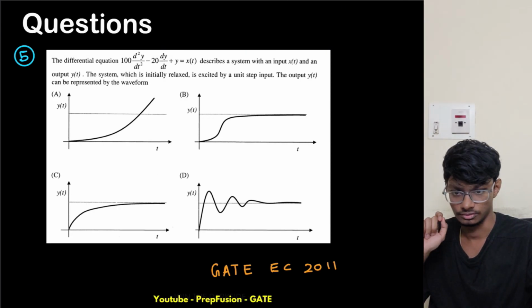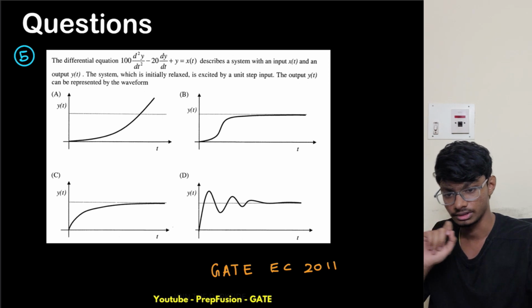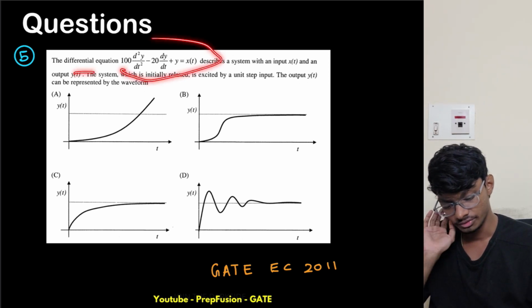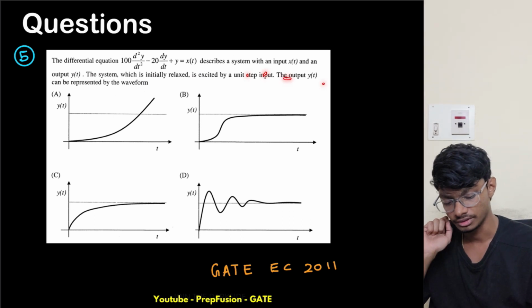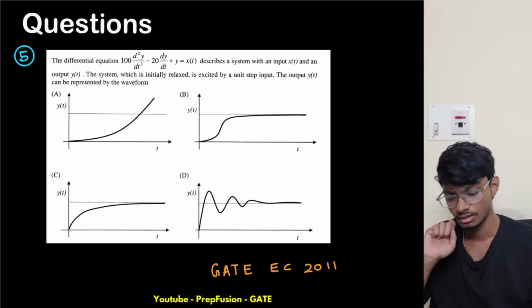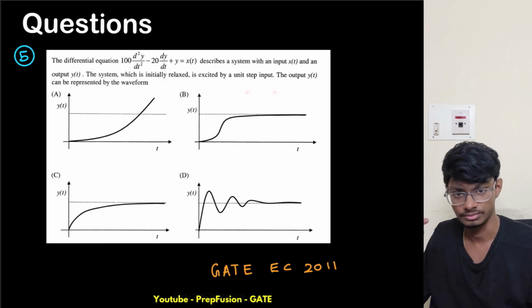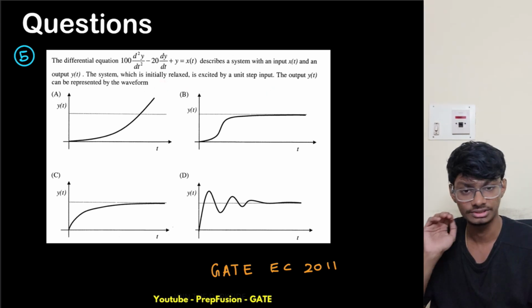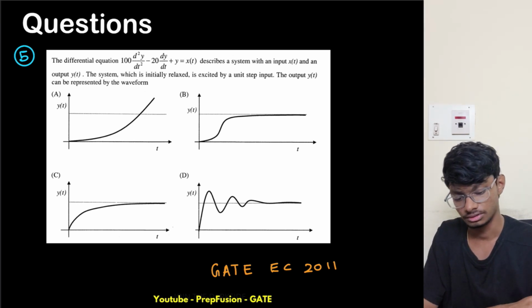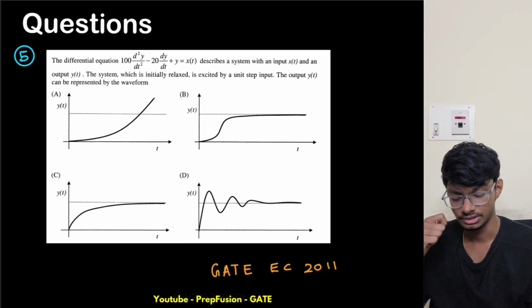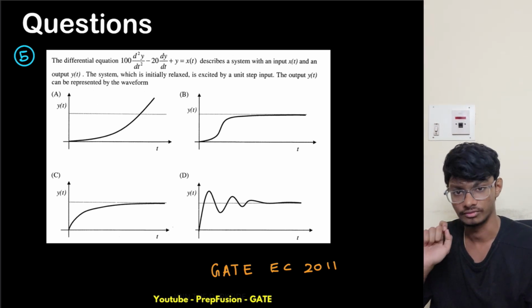Now let's solve another question. Here a differential equation is given, and it says that it describes a system with an input x of t and an output y of t. The system, which is initially relaxed, is excited by a unit step input. The system was initially relaxed, but after that we give it a unit step input. Then the output y of t can be represented by which waveform? That we have to tell.